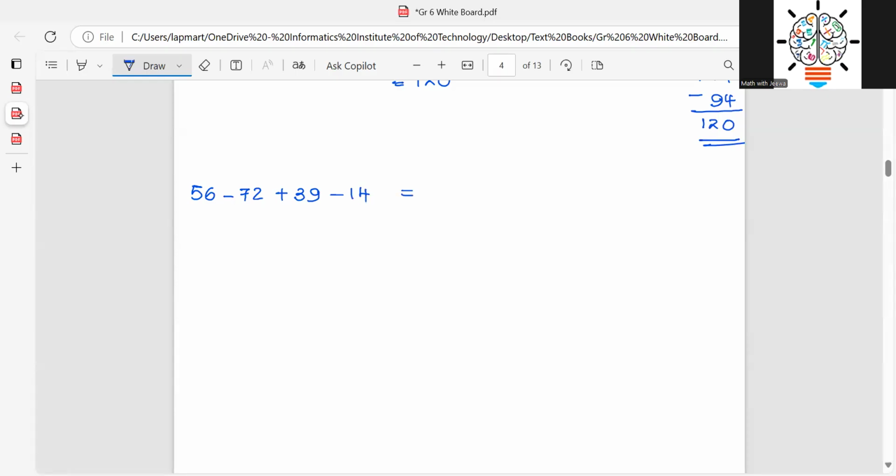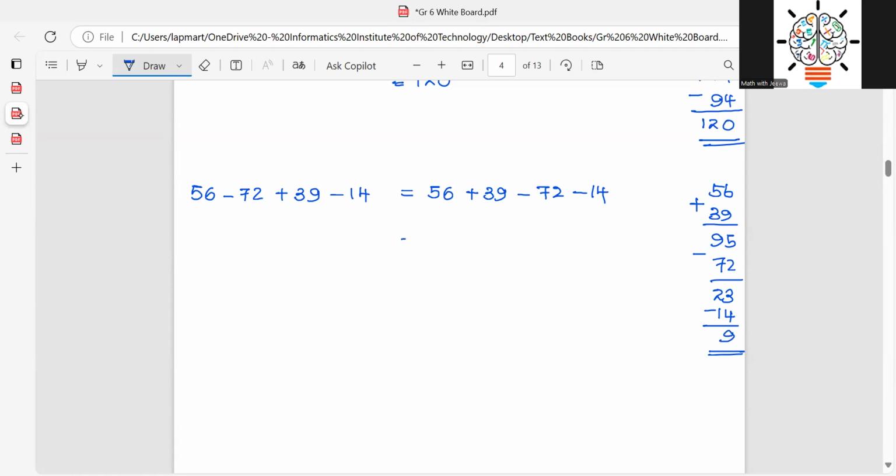When you have something like this, you just see what I do. 56 and 39, subtract 72, subtract 14. So what I do, I add 56 and 39, right? Here you want to show the math operation you are doing, 56 and 39. When you add, it gives me 95. From 95, I deduct 72, right? It gives me 23. From 23, I deduct 14. So then it gives me the final answer. The final answer is 9.